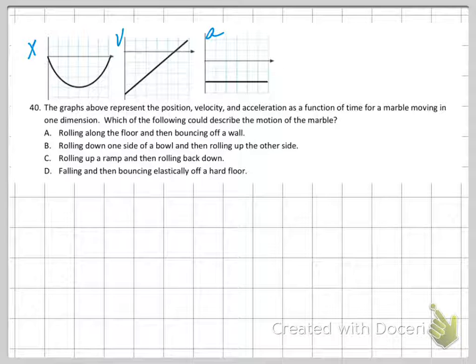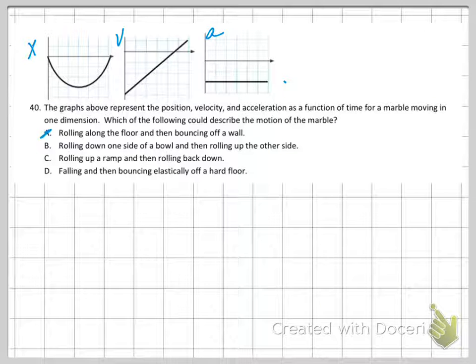So let's look at situation A. Rolling along the floor and then bouncing off of a wall. Well, it looks like the acceleration here is constant, and it looks like it could be something like a free fall situation. If you're rolling along the floor and then bouncing off a wall, we're definitely not in free fall, and it would not have a constant acceleration. So A doesn't look like a good candidate.